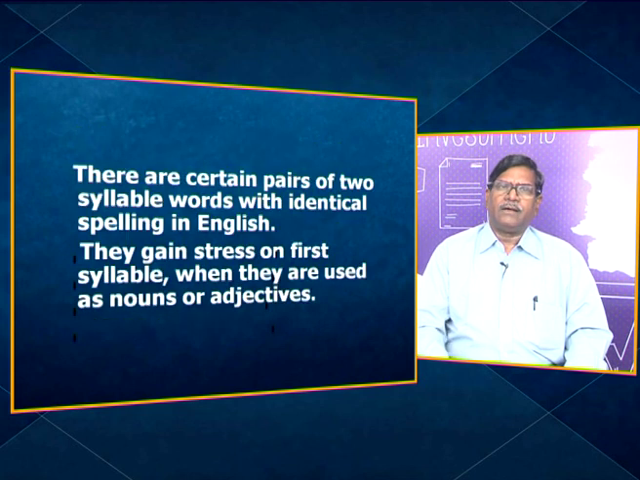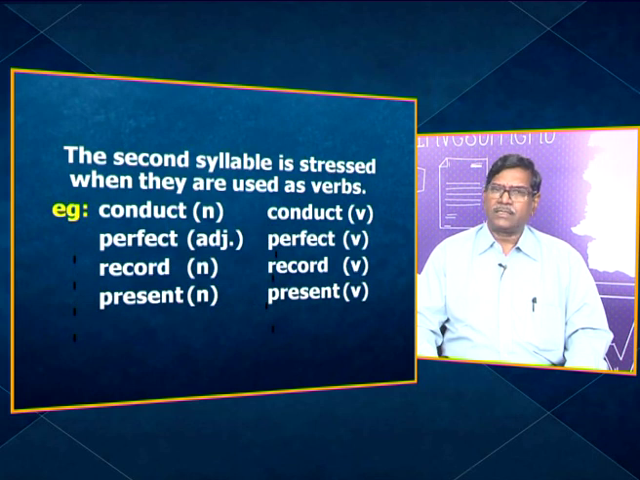Okay? Now, there are certain pairs of two-syllable words with identical spelling in English. They gain stress on the first syllable when they are used as nouns or adjectives. The second syllable is stressed when they are used as verbs. For instance, conduct. The first syllable gains stress when it is used as a noun, conduct. When it is used as a verb, conduct. Examinations are conducted. Okay?